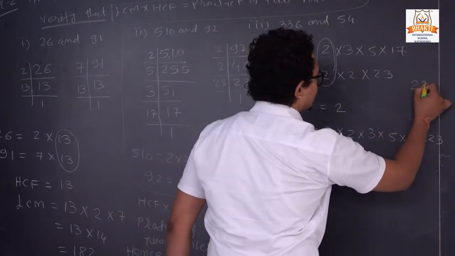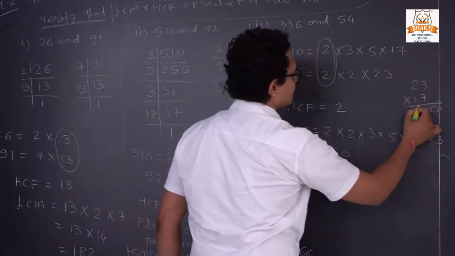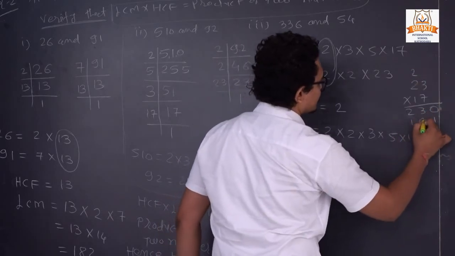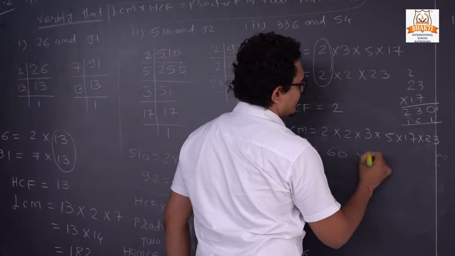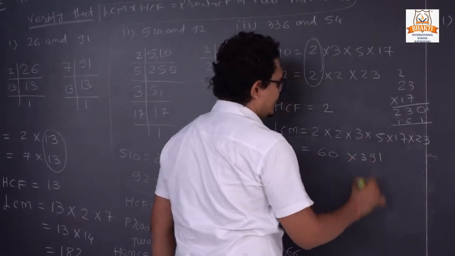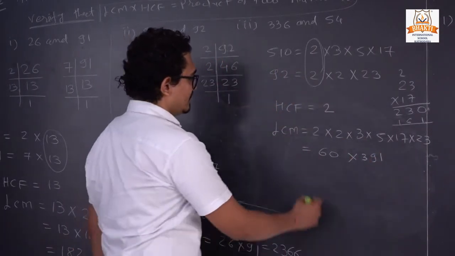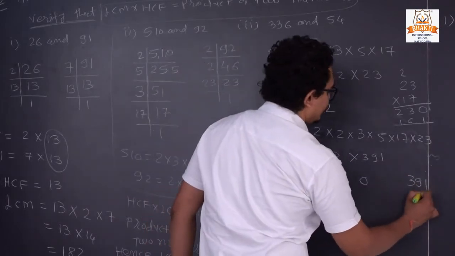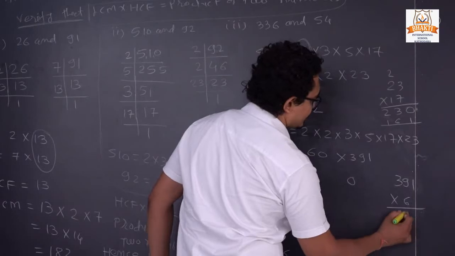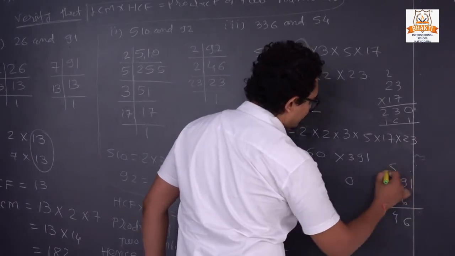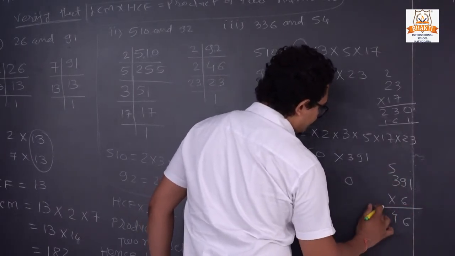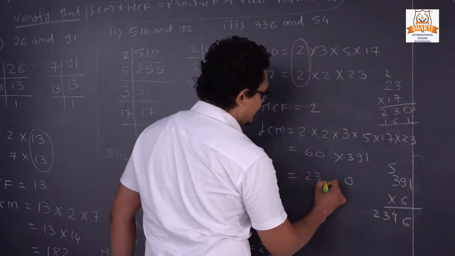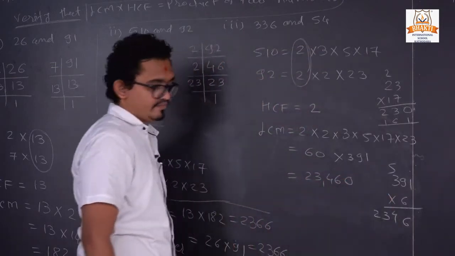Now we can perform 23 into 17. So 0, 3, 2, 7 3s are 21, 7 2s are 14 plus 2, 16. So the answer is 391. Once again we can perform the multiplication. So we can put 0 as usual. Now 391 multiplied with 6, 6 9s are 54. So 5, 18, 18 plus 5, so it will be 23. So the answer is 23,460.